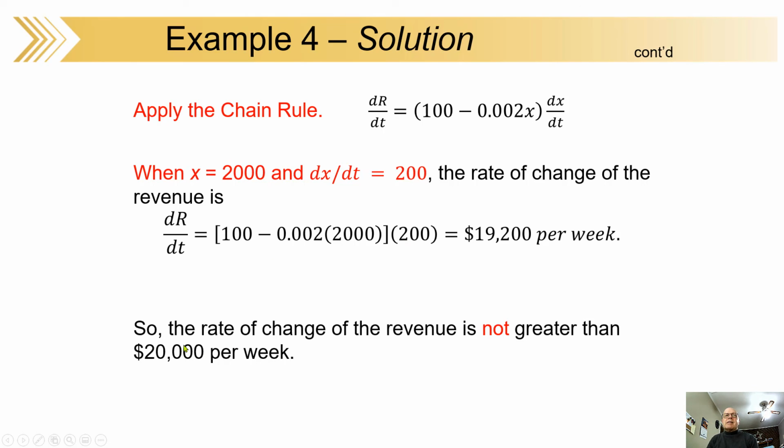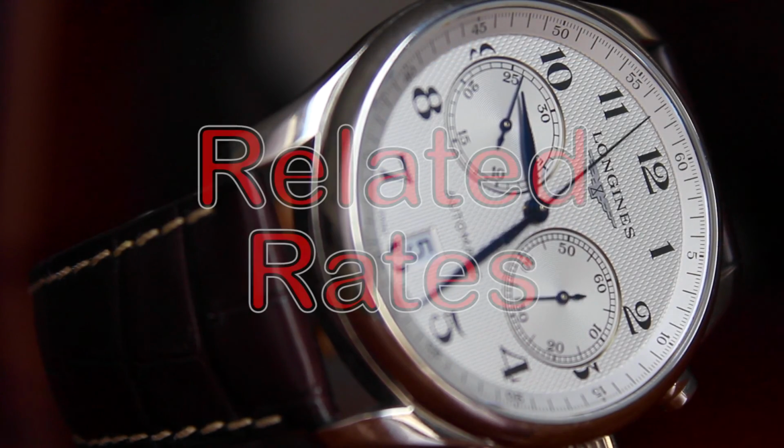But the question was, how does that compare with 20,000? Well, it's not greater than $20,000 per week. That's your answer. Remember, you're answering a question. When you get to the end, you have to be answering the question, not just throwing the 19,200 per week as your answer. That's not the answer to what was asked. So be careful, okay? So there's a start with related rates.